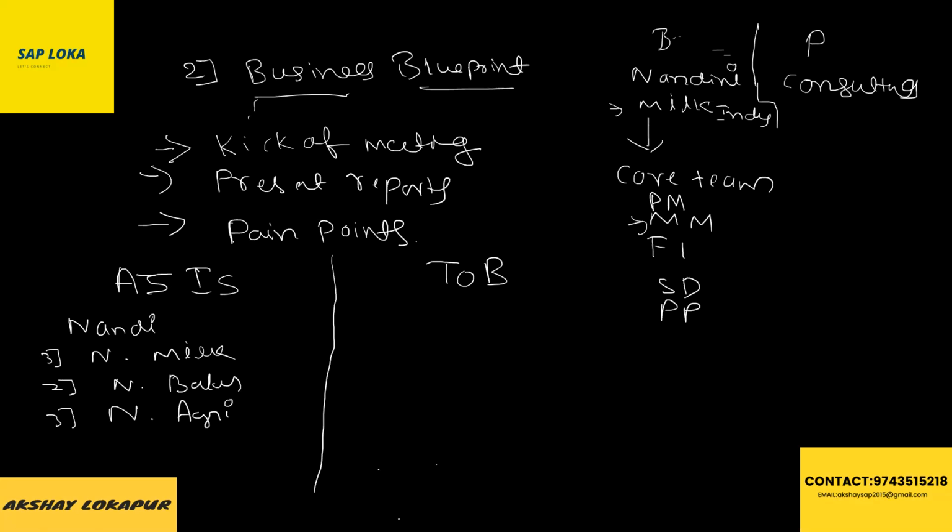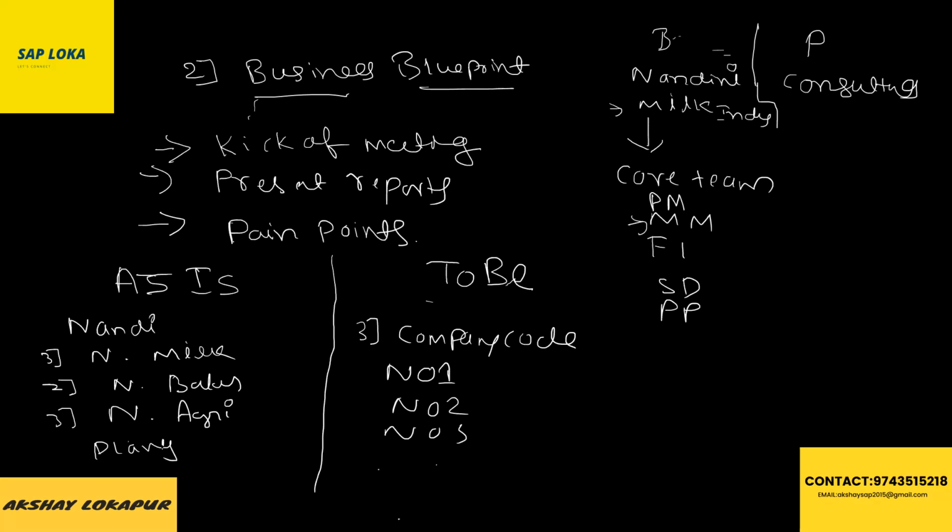How we will map it to SAP? This is to be process. We will create 3 company codes, right? So naming will be NA01, like that NA02, NA03. Like that 3 different company codes will be created. If these people have any plants, separate plants will be created, right? How many plants these people are having, if they are telling, accordingly we will name the plants. So like this, we'll prepare as is to be document for each and everything.